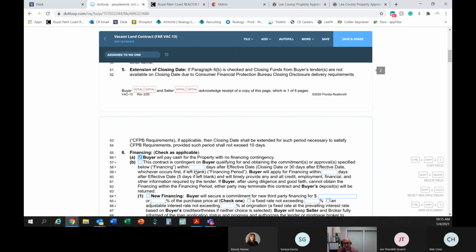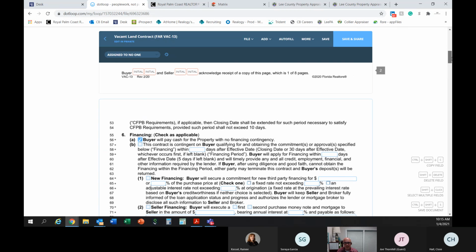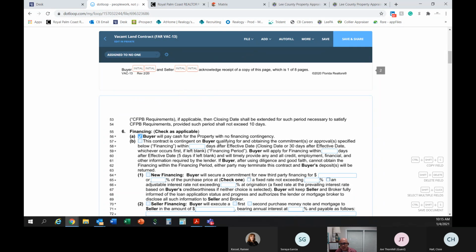Okay, so we're going to say that the buyer is going to pay cash, but let's walk through the financing part in case there is financing involved. So this contract is contingent on buyer qualifying for and obtaining the commitment or approvals specified below, financing within blank days after the effective date. If you leave it blank, by default, closing date or 30 days after effective date, whichever comes first, is what will be defaulted.